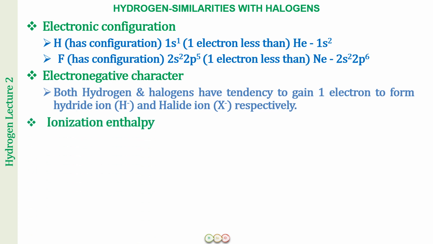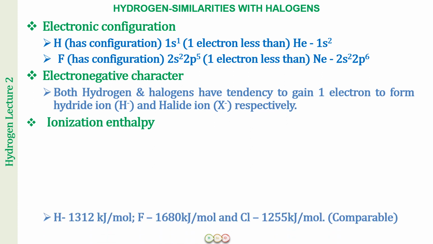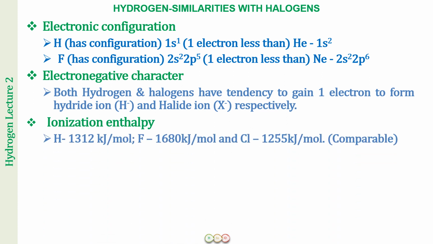Fine. Now the next we have is the ionization enthalpy. Just now we saw that the ionization enthalpy values for hydrogen are quite high as compared to the alkali metals. But when we look at the values for hydrogen and the halogens, well, these values are quite comparable.